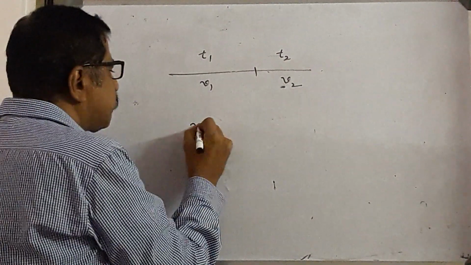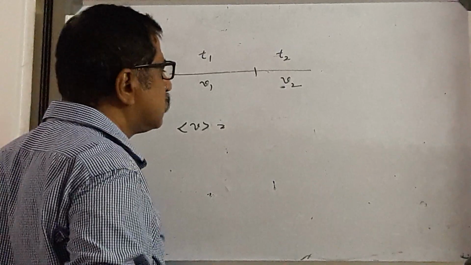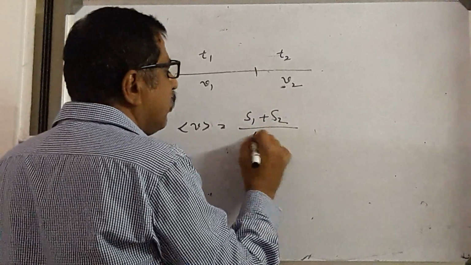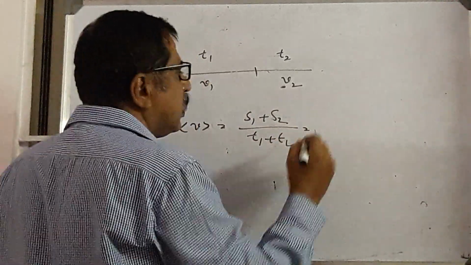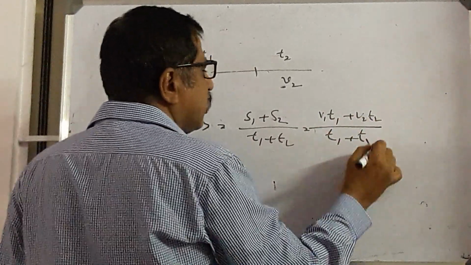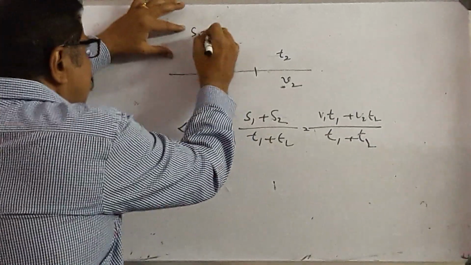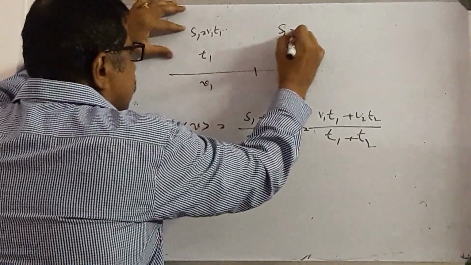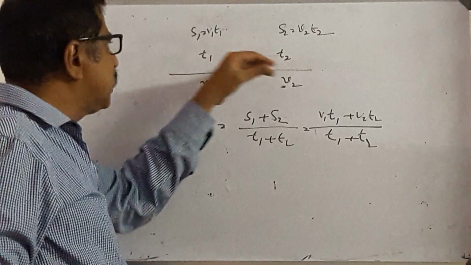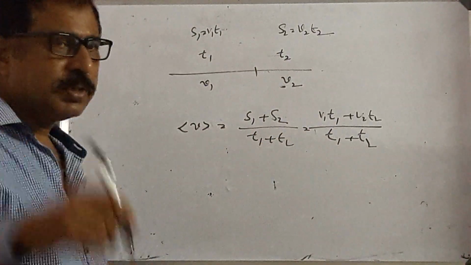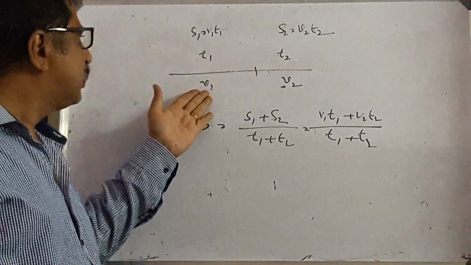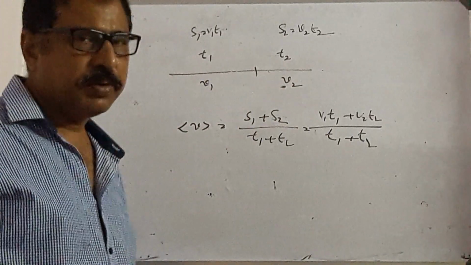Here, average speed is equal to s1 plus s2 by t1 plus t2. It becomes v1 t1 plus v2 t2 by t1 plus t2. Total distance s1 is equal to speed into time. Total time is t1 plus t2. This is about the average speed of a body that moves for t1 seconds with speed v1 and for t2 seconds with speed v2. Okay, for this.